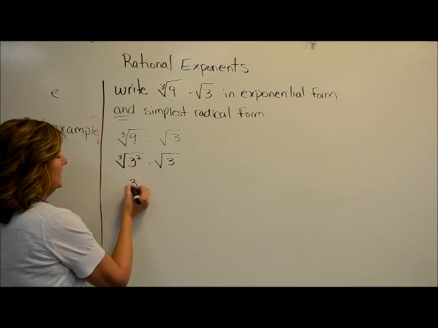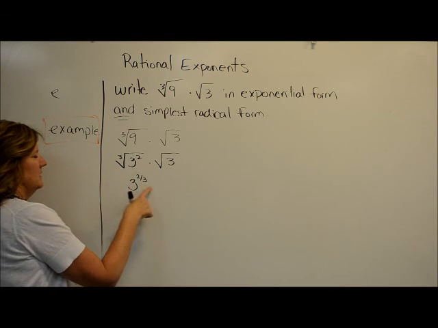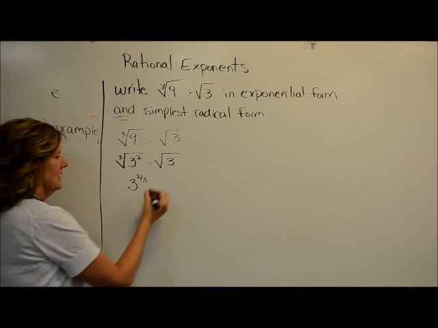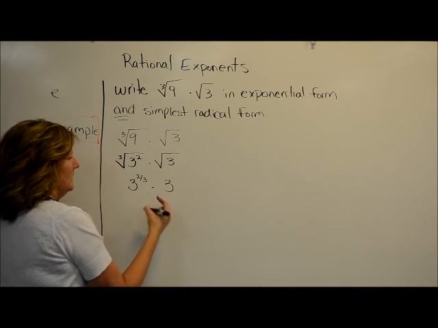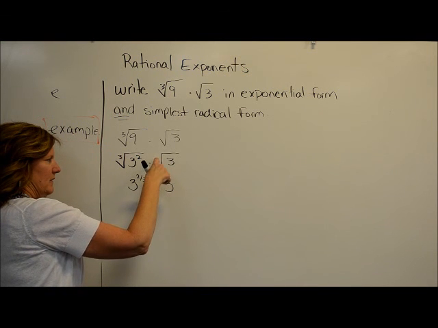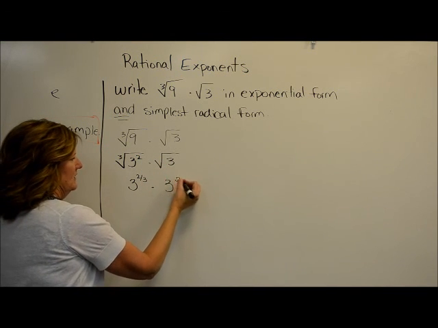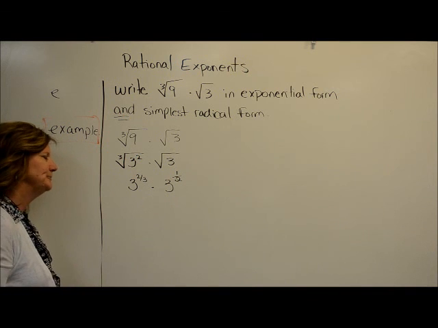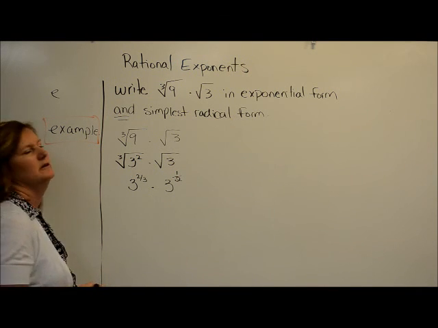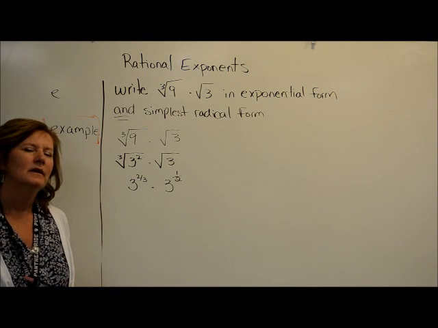So I have 3 to the 2/3. Remember, the denominator is the index of the radical sign, times 3 to the denominator is the index, but there's nothing there. You know it's a 2. That's one of the ones we don't show. So I have 3 to the 2/3 times 3 to the 1/2.